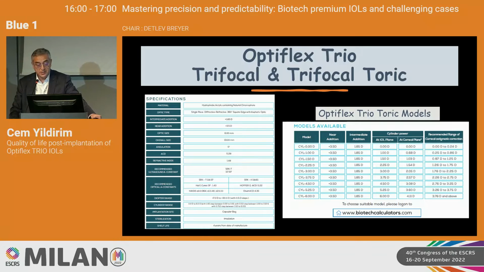but most importantly, we have the chance to use toric models to correct pre-existing astigmatism up to 6 diopters on the IOL plane or 4 diopters of astigmatism in the corneal plane.